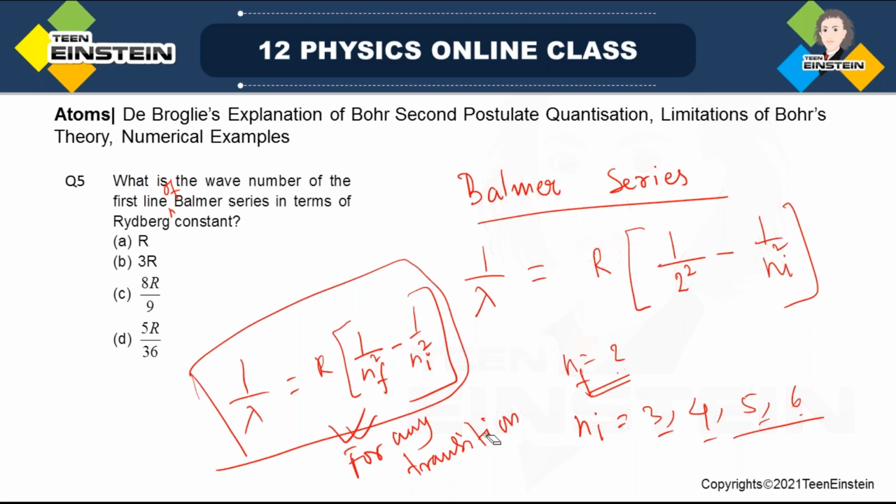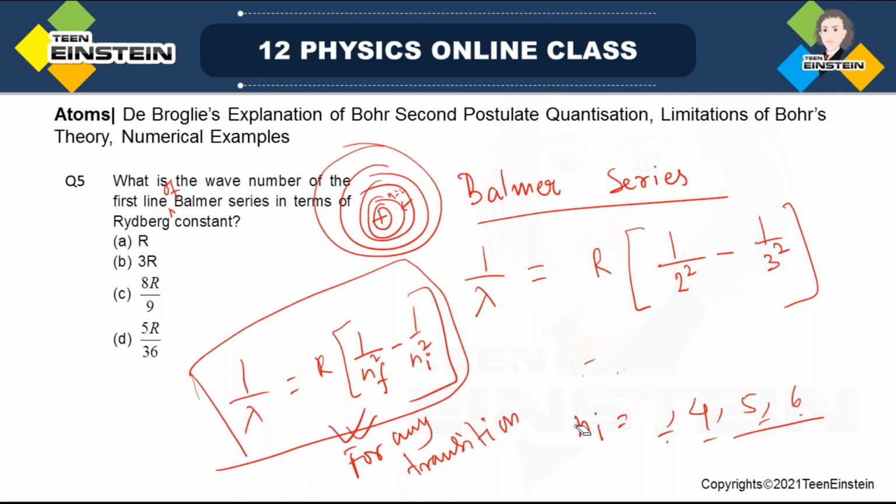Now let us see what is the first Balmer line, when it comes from the immediate next orbit. So this is the nucleus, n is equal to 1, n is equal to 2, n is equal to 3, n is equal to 4, like that. The first one after n is equal to 2 is n is equal to 3. So for the first Balmer line, n_i will be just 3.